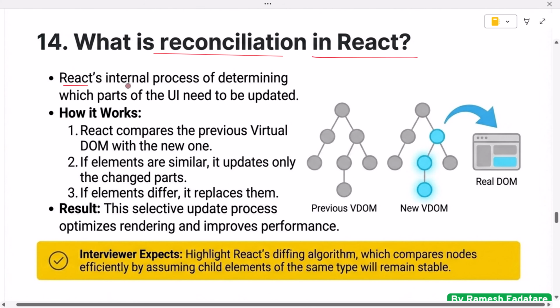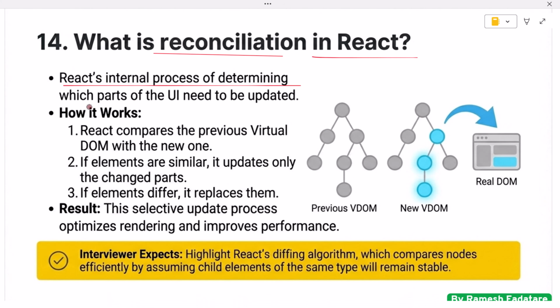Reconciliation is React's internal process of determining which parts of the UI need to be updated when state or props change. React compares the previous virtual DOM with the new one. If elements are similar, React updates only the changed parts. If elements differ, React replaces them. This selective update process optimizes rendering and improves performance.